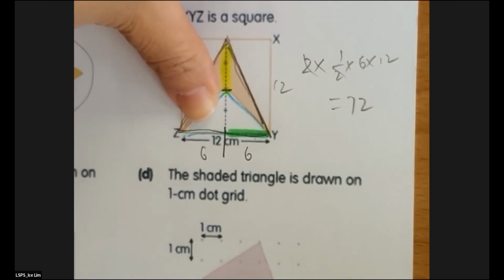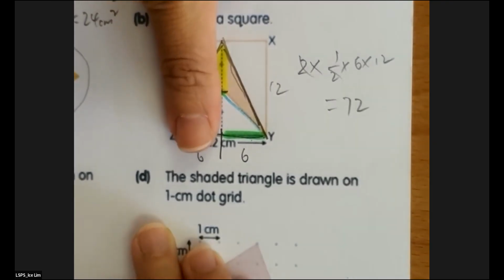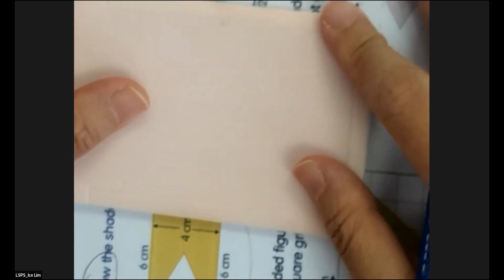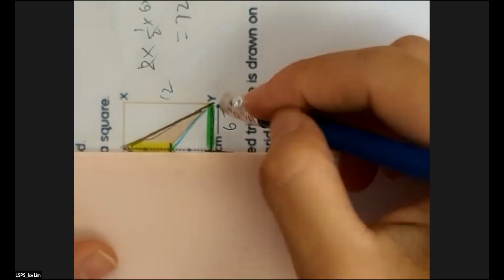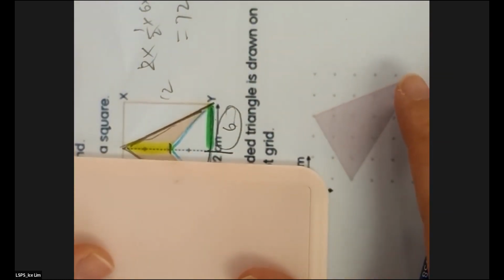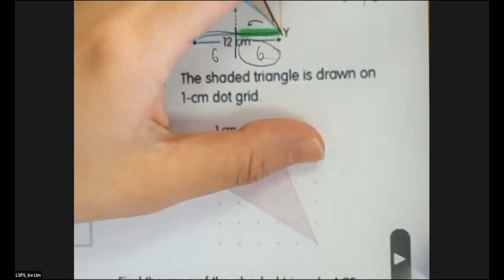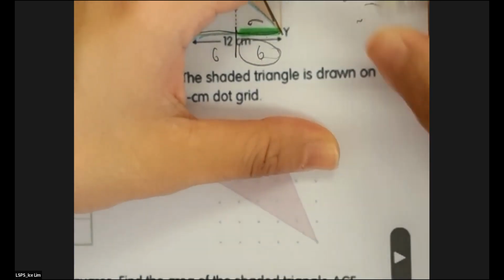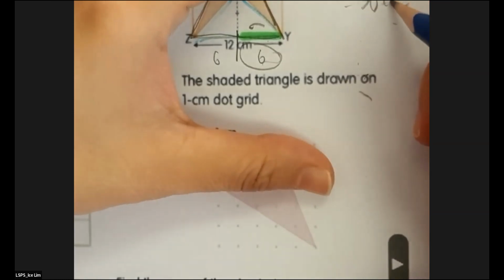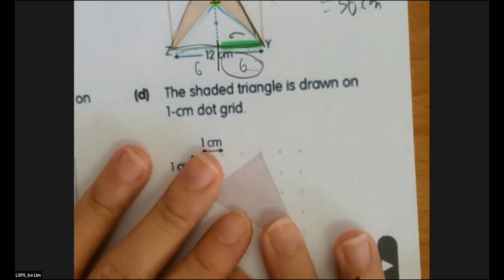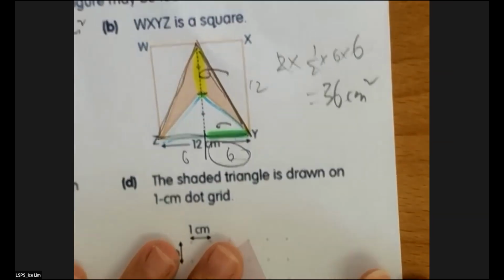Half times half. Can you see this triangle? I blocked this triangle. Okay, can you see like that? We just figured out the height is 6, right? Is the base 12? What's the base? 6. It's half times 6 times 6. So this is not 12. This is 6. So the answer is 36. 6 times 6. Finish. One step.